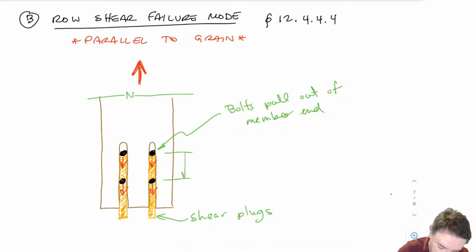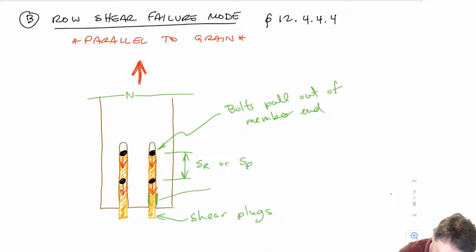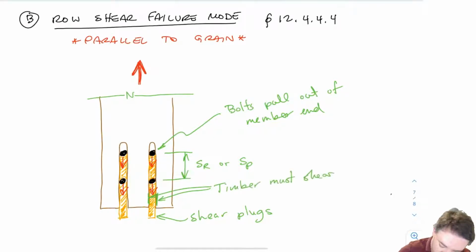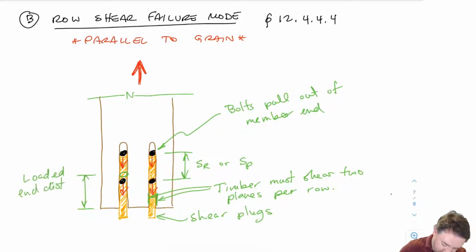So here I have my spacings like before. This is SR, which is the within row spacing in O86-14, or we call that the parallel to grain spacing in O86-19. And so in order for each of these plugs to fail, I have to fail along two lines. I need to fail this line here and this line here for the entire length of the piece of wood. So this is two failure planes. So we're going to see that come into the equation. And then the distance here, my bolt used to be here before it moved. This is my loaded end distance in this case. We call that AL.